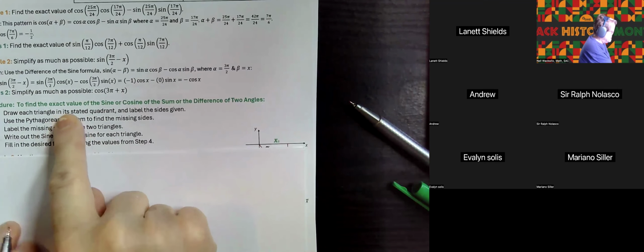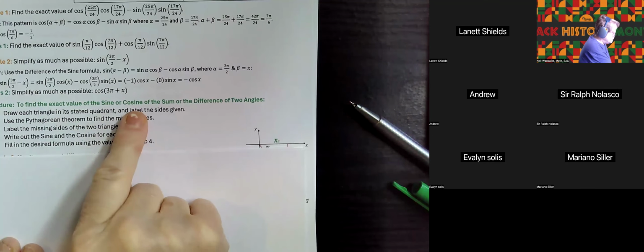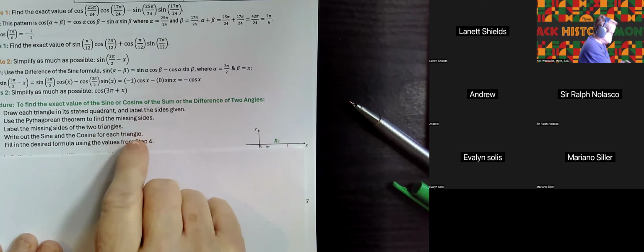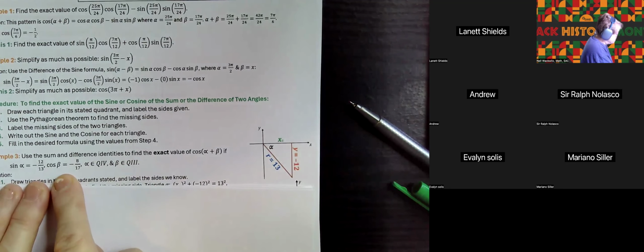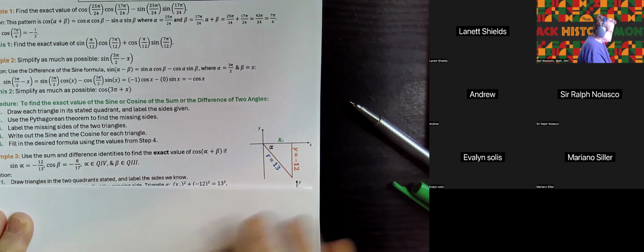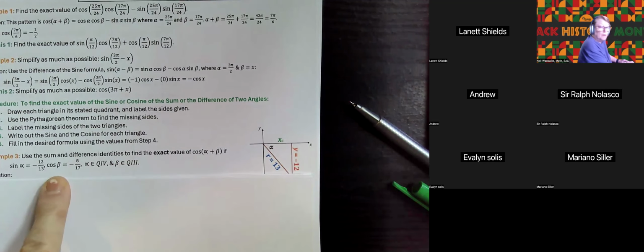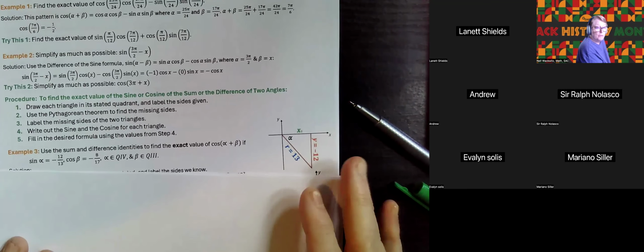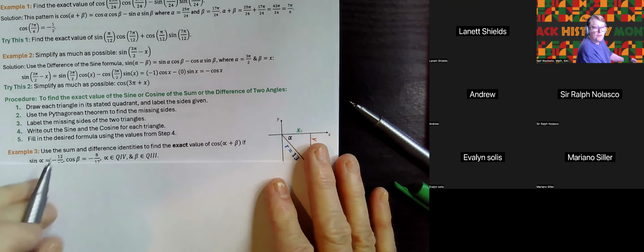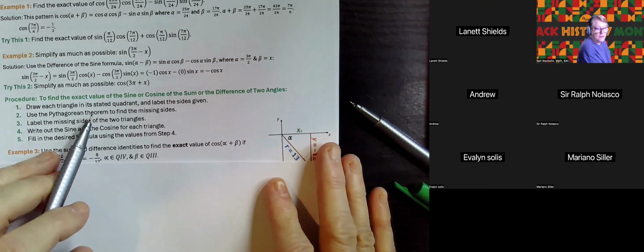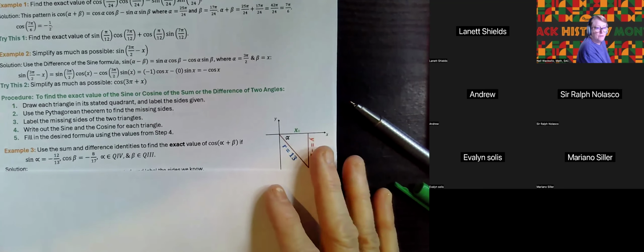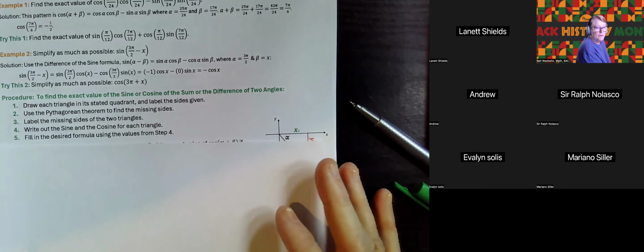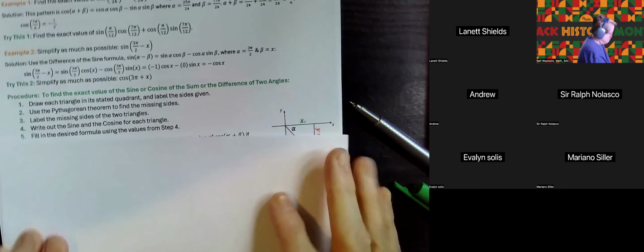When you're trying to find the exact value of the sine or the cosine of the sum of two angles, and you're given the sine of one and the cosine of another, you want to figure out where alpha and beta are and draw triangles in the correct quadrants. You want to use the Pythagorean theorem to fill in missing sides, and then find the sine and cosine for each triangle. So let's see.